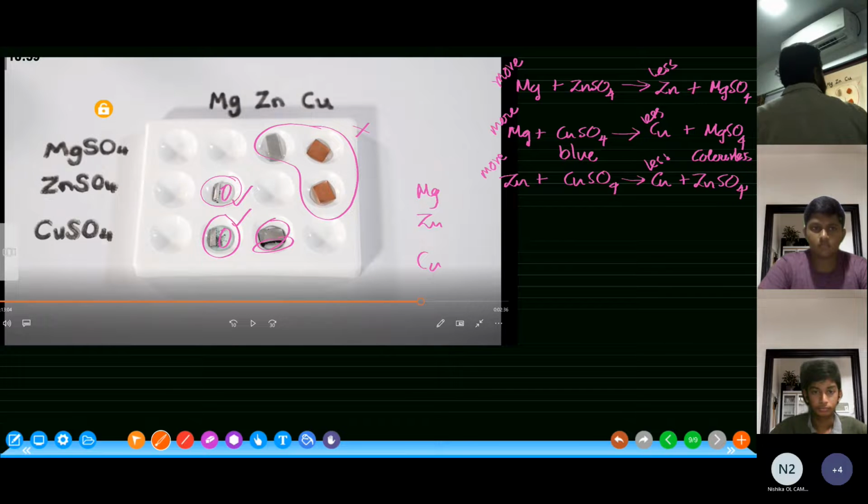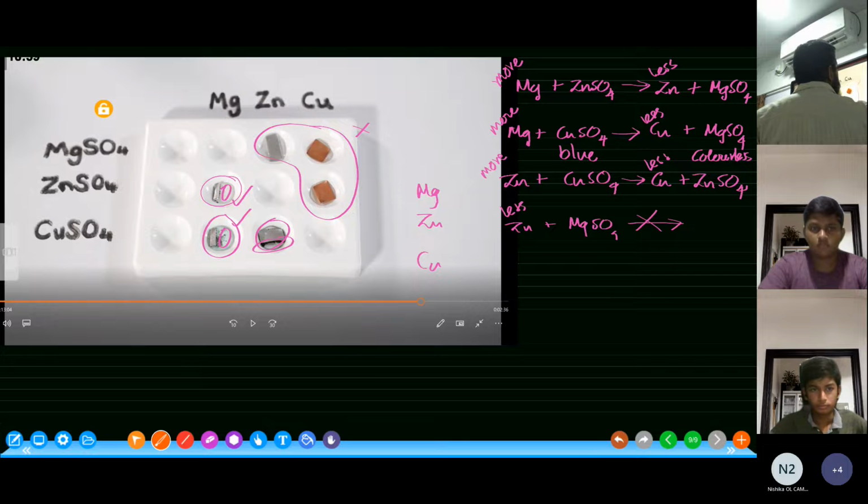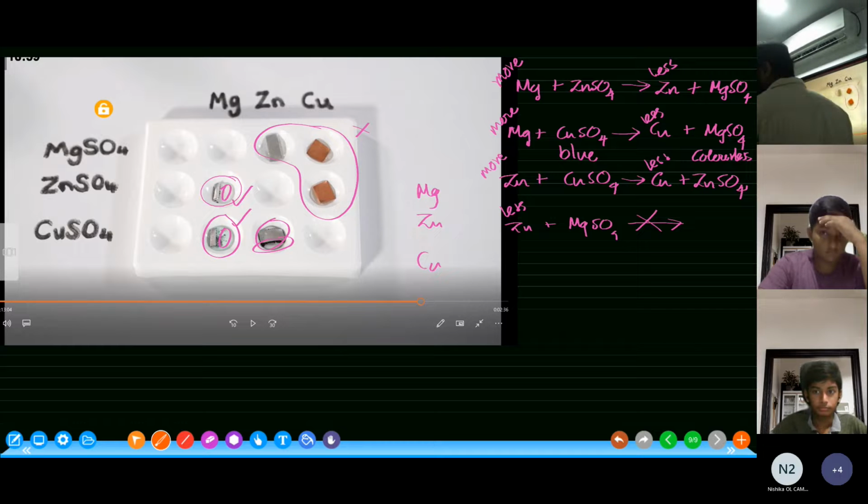So you can't expect zinc to react with magnesium sulfate to do a displacement reaction. Why? Zinc is less reactive than magnesium. Okay? Zinc is less. Being lower in the group, it can't displace. To displace, you must be superior in the reactivity. That's the idea of this experiment.